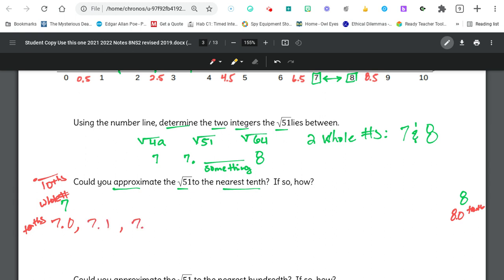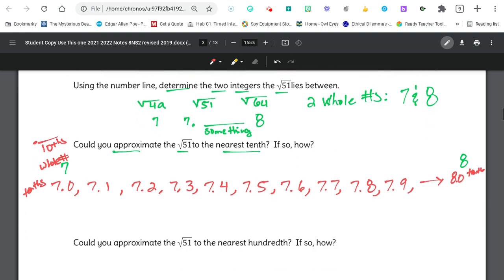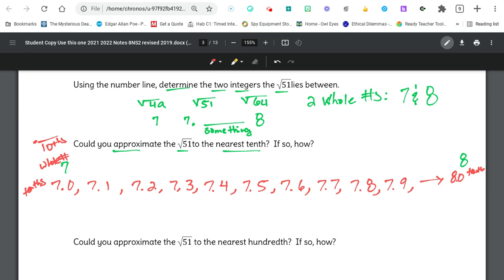And I can think about all the tenths in between 7 and 8. 7.1, 7 and 2 tenths, 7 and 3 tenths, 7 and 4 tenths, 7 and 5 tenths, 7 and 6 tenths, 7 and 7 tenths, 7 and 8 tenths, 7 and 9 tenths, and then 8 and 0 tenths, okay? So to the nearest tenth, all I have to do is figure out which one of these could I square to get close to 51, okay? Because I'm trying to approximate the square root of 51 to the nearest tenth. So I already know 7 times 7 is 49, okay? So I know that's not going to be as close as possible to 51.